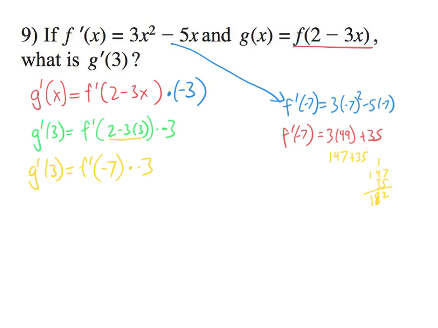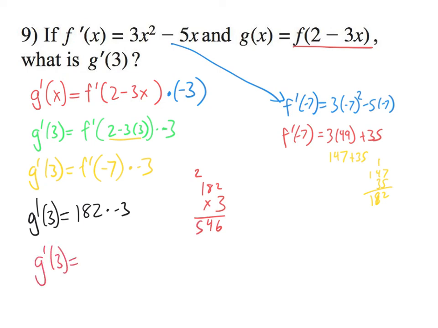Hope I didn't do that too fast. So the answer, g prime of 3, is equal to 182 times negative 3. So now we got to do 3 times 182, that'd be 6, 8 times 3 is 24, and that would be 546. So g prime of 3 is equal to negative 546.